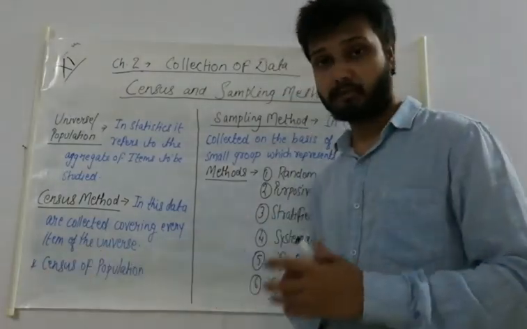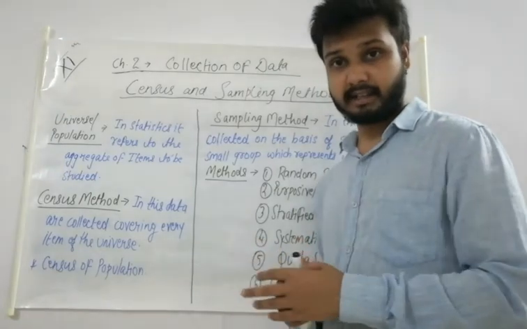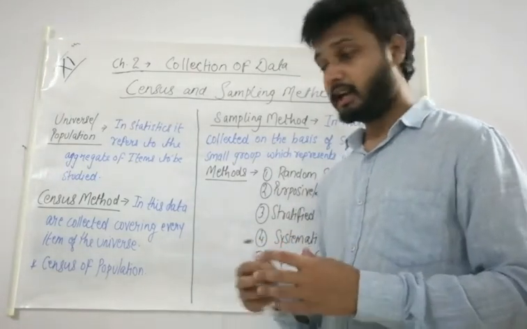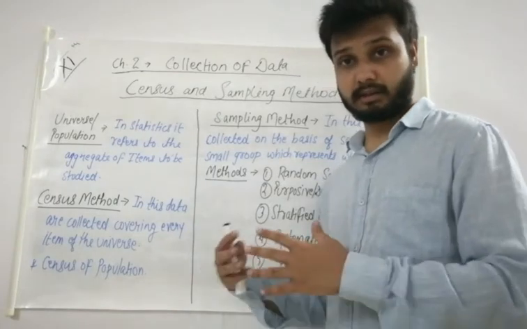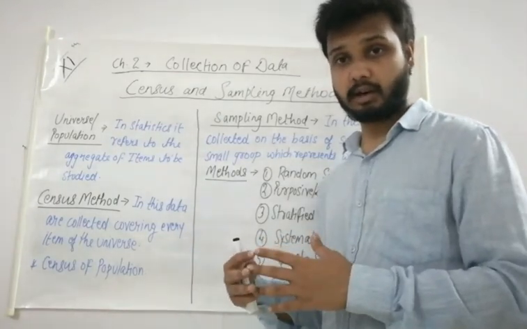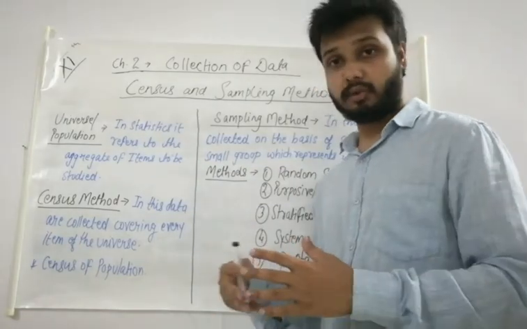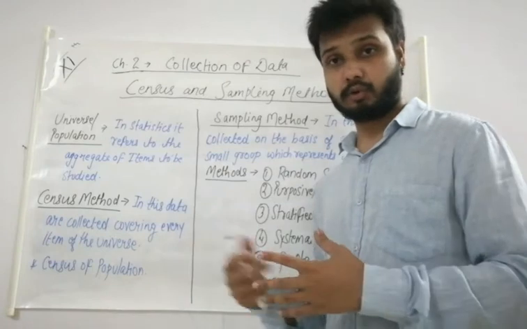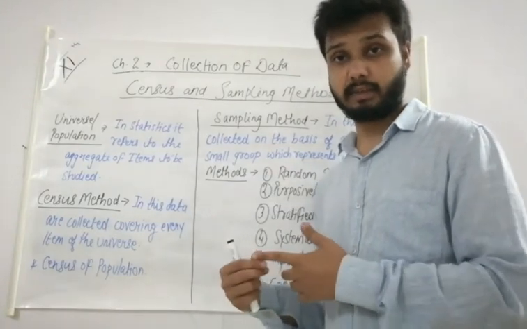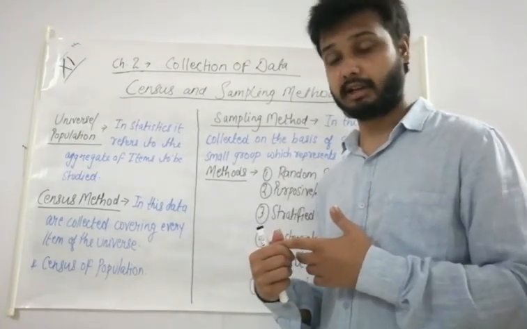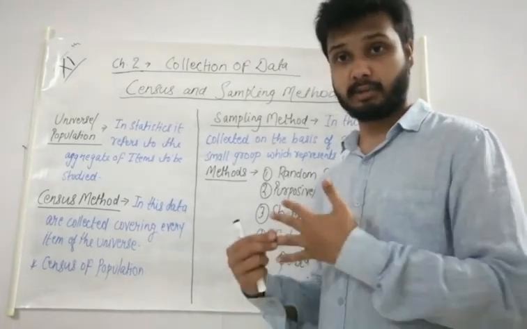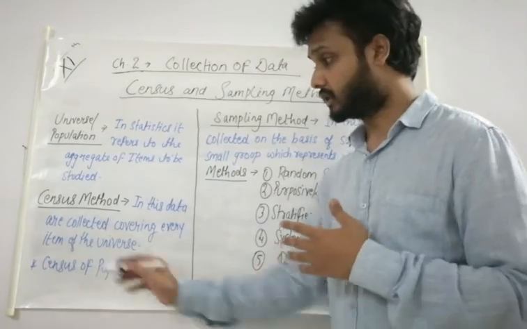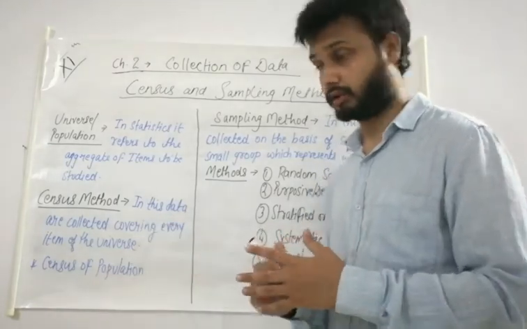Example is census of population. Every 10 years, the Government of India conducts census of population. All the representatives are appointed by the government, and they go to each and every house and collect the information, by which we come to know about different aspects, such as how much population is there in our country, how many males and females there are, what is the literacy rate, and so on. So in this, census method is followed.